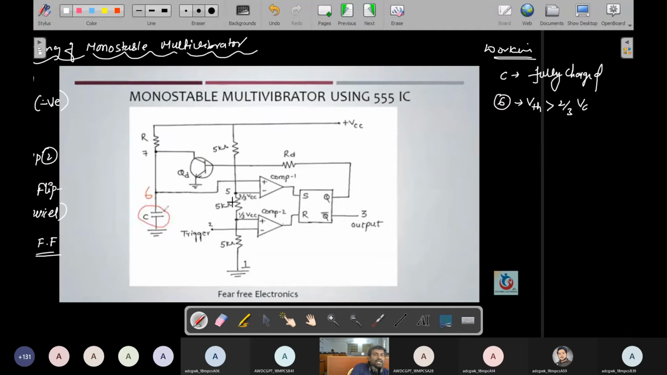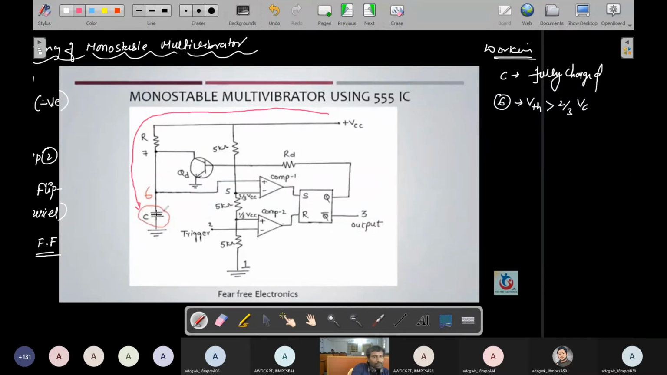Why? Because 2/3 VCC is given to the negative terminal of comparator 1, and it is a fixed potential. Right now I assumed that the plus VCC voltage is flowing in this direction, through a resistor R and the capacitor. Therefore the capacitor is completely charged, meaning fully charged right now.